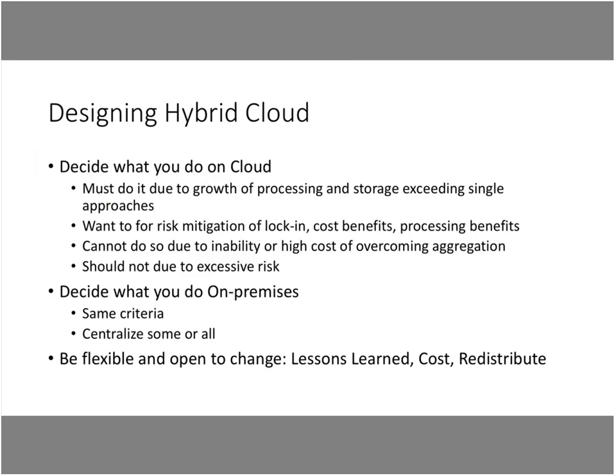So it breaks down into some common sense items here, is just decide what you want to do on the cloud. Some of it might be you must do this because the growth of your processing and storage exceeds what you can do in any individual approach. There might be some things you want to do for risk mitigation, and that is to lock in a particular one cloud, so you spread it out. That could be the cost benefits that one cloud provider or one on-premise data center provides you efficiency and cost with one use case, but not so for a different use case, so then you move that somewhere else.